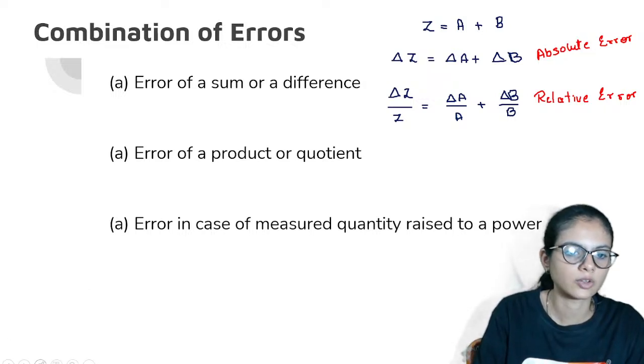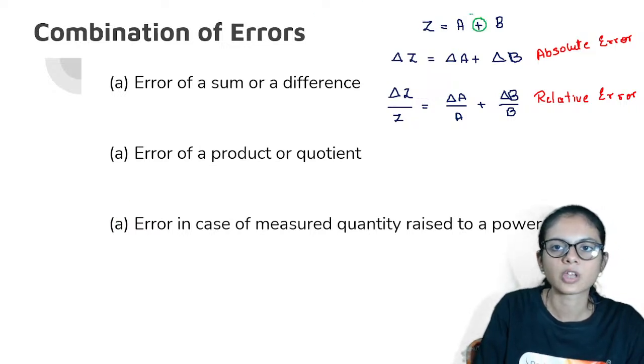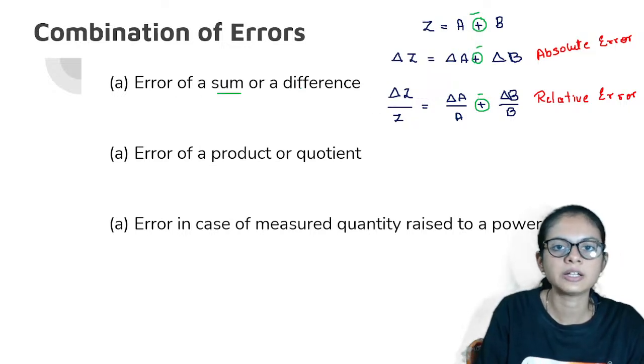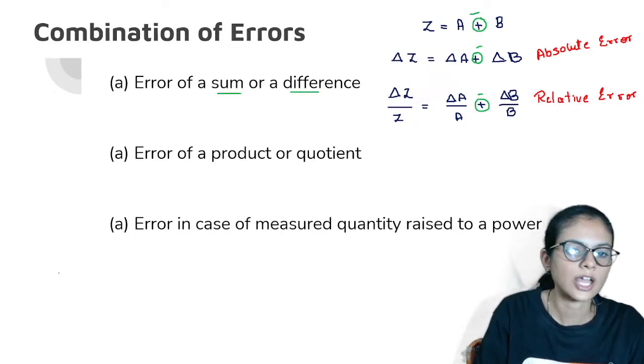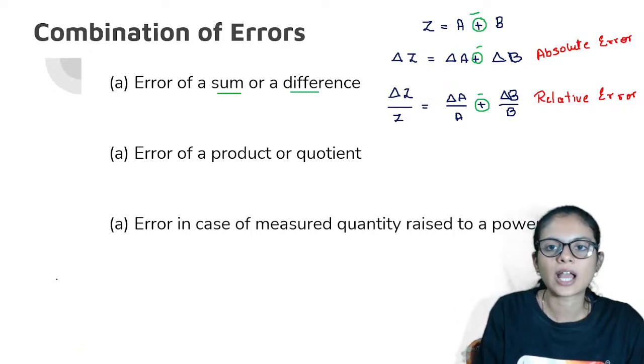Okay, let me write it also. If it is minus here, you'll just put minus here and here. Same, both are similar. For the sum and difference, this is the method to calculate absolute and relative error. Is that clear? Is that clear, the method to calculate absolute and relative error?